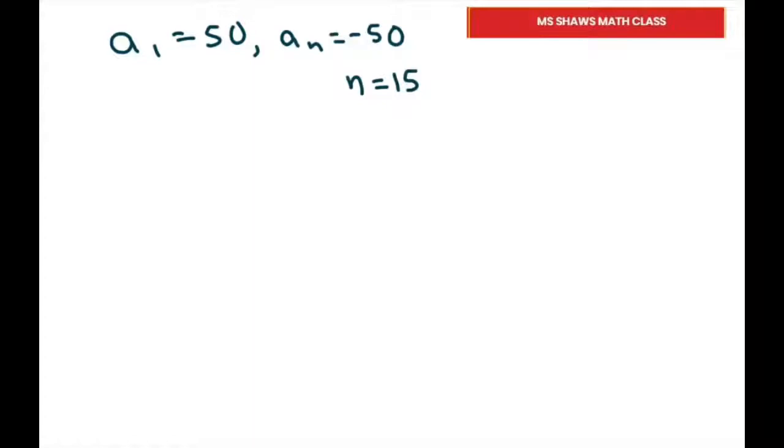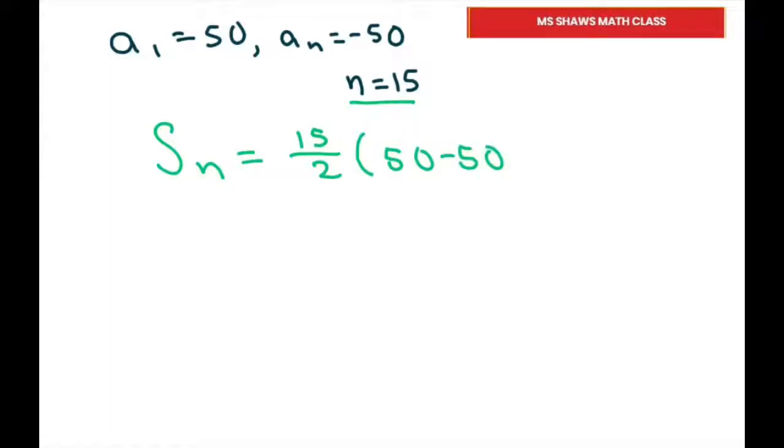Maybe pause the video. So we're just going to use the formula again. Our n is 15. Divide by 2. You're adding the first and last term. And when you get the sum here, this is just going to equal 0. This equals 0 times this, which is just 0.